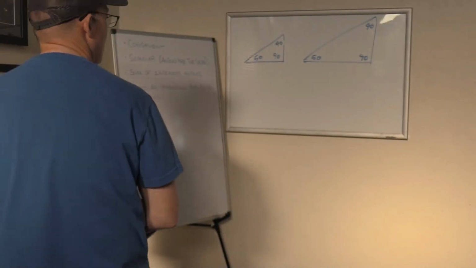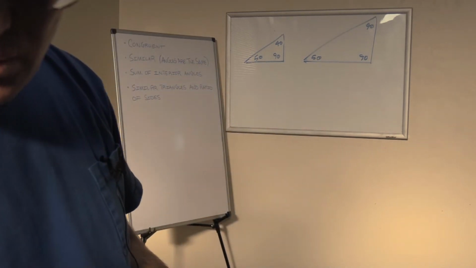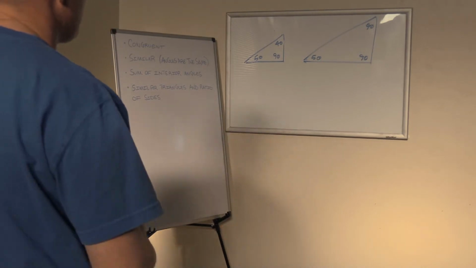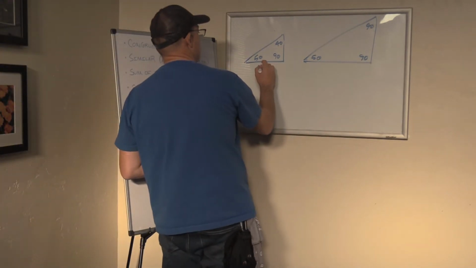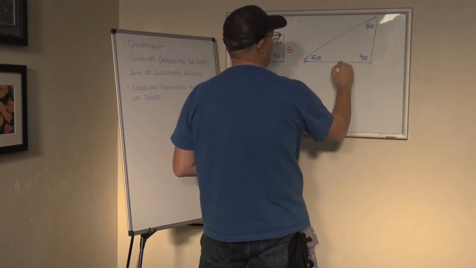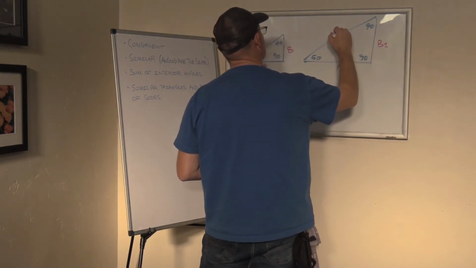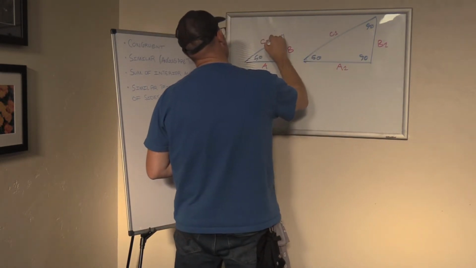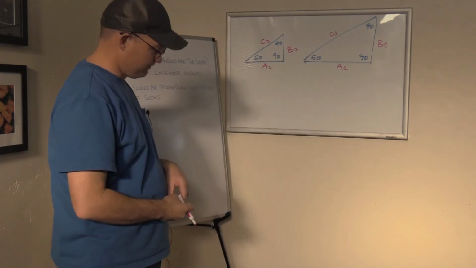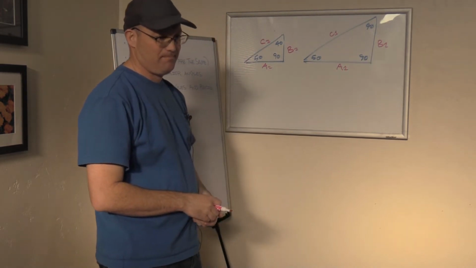Now, I want to talk a little bit about ratios and how ratios work with similar triangles. So what I'm going to do is label these sides. We're going to call this side A, side B, and side C. We're going to call it A1, B1, and C1, and C2, A2, and B2. If a triangle is similar, the ratios between the sides are going to be the same.